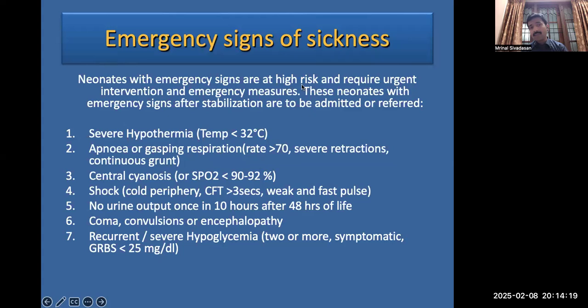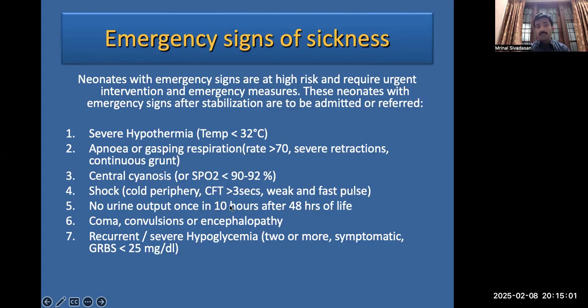If these signs are present, then the baby is at very high risk and needs stabilization before being admitted or referred. These are severe hypothermia, temperature less than 32 degrees Celsius; apnea or gasping respiration; respiratory distress, where the respiratory rate is more than 70, with severe retraction, continuous grunt; central cyanosis, where the saturation is less than 90; and shock or hypotension, where the peripheries are cold, capillary refill time is more than 2 or 3 seconds, and weak and fast pulse.